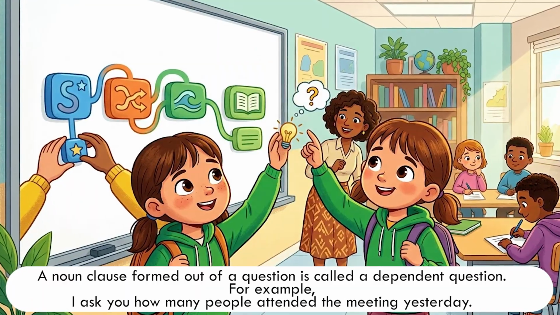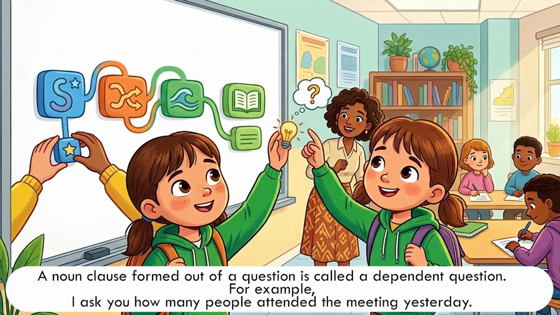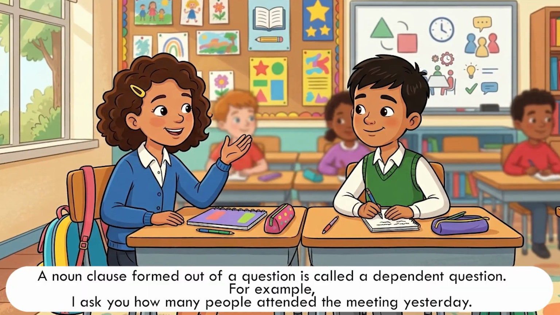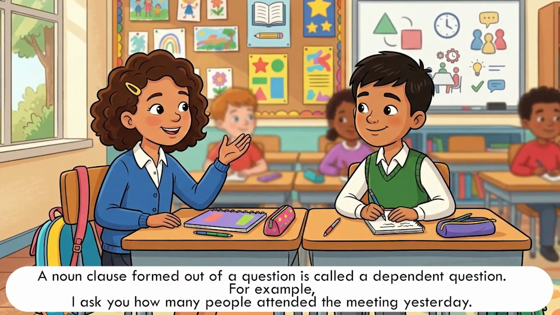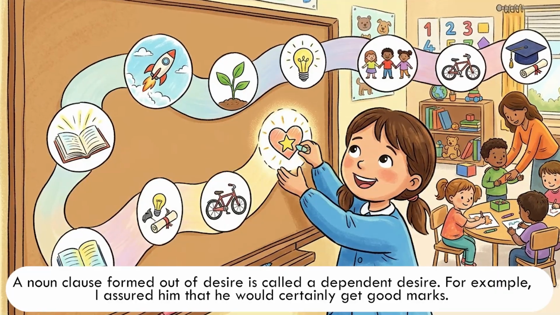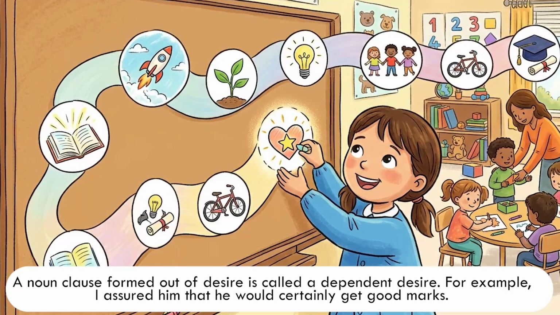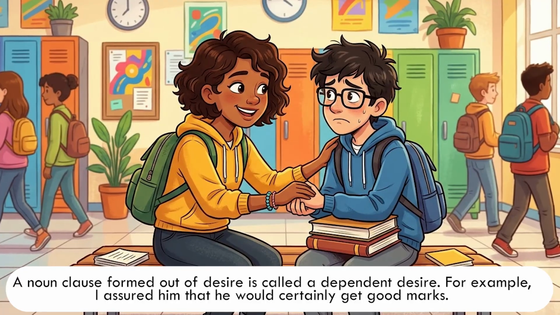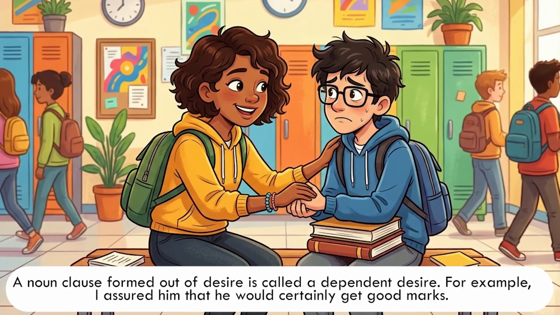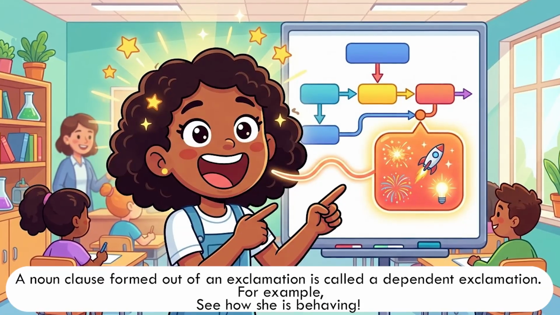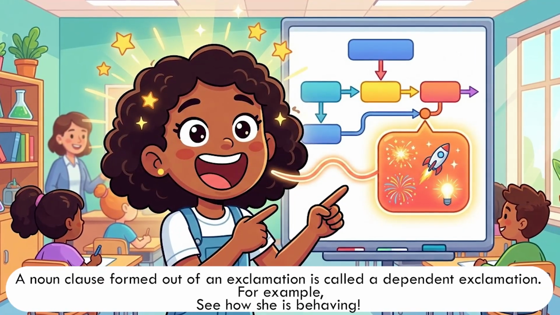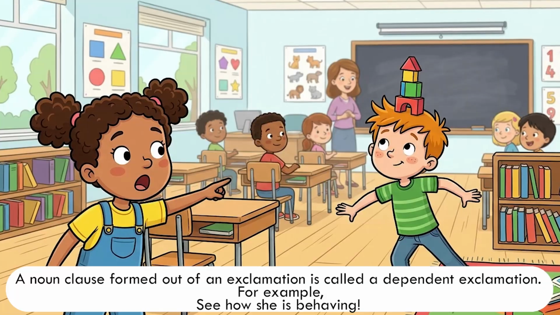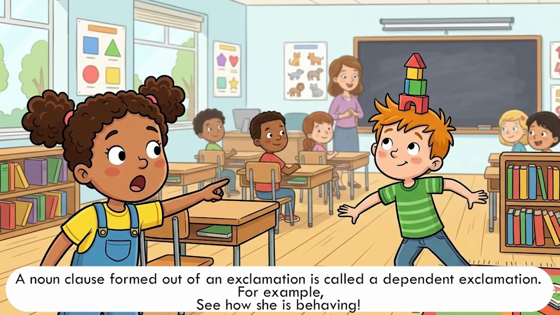A noun clause formed out of a question is called a dependent question. For example, I ask you how many people attended the meeting yesterday. A noun clause formed out of desire is called a dependent desire. For example, I assured him that he would certainly get good marks. A noun clause formed out of an exclamation is called a dependent exclamation. For example, see how she is behaving.